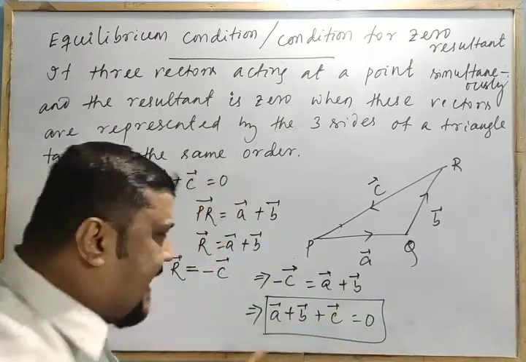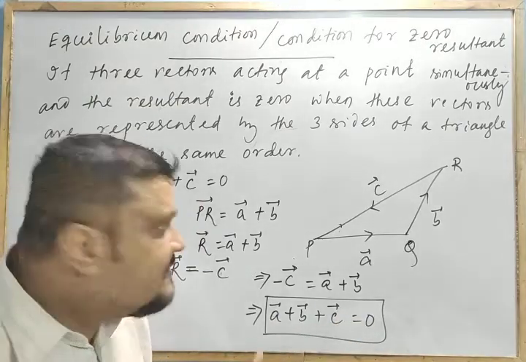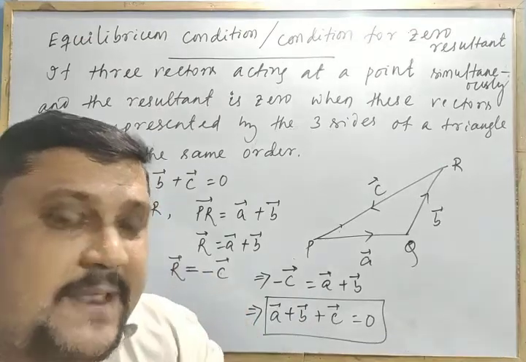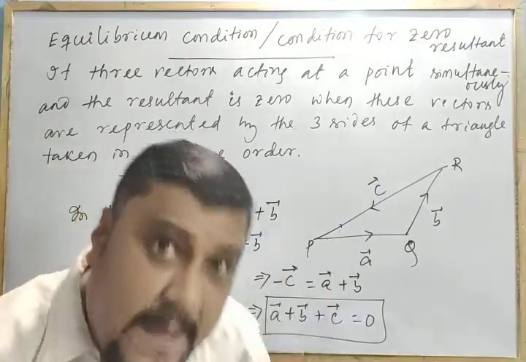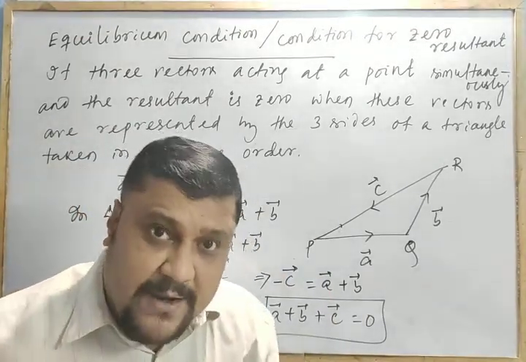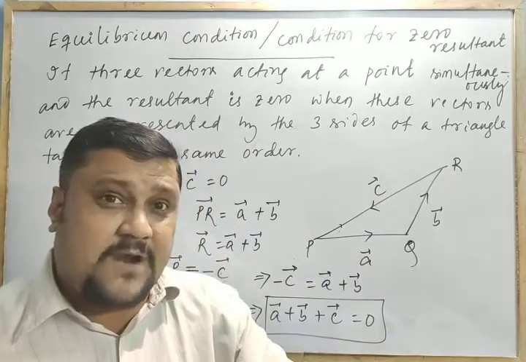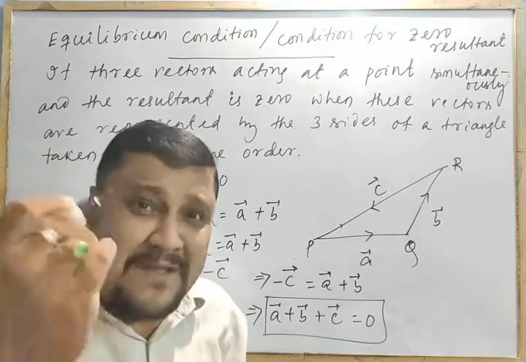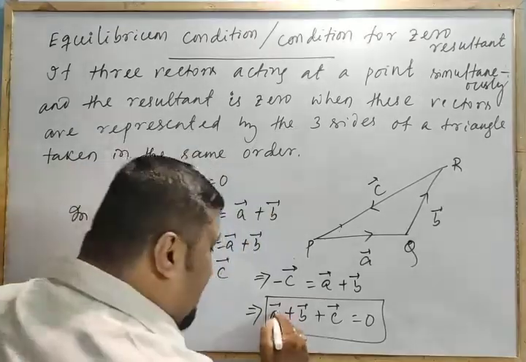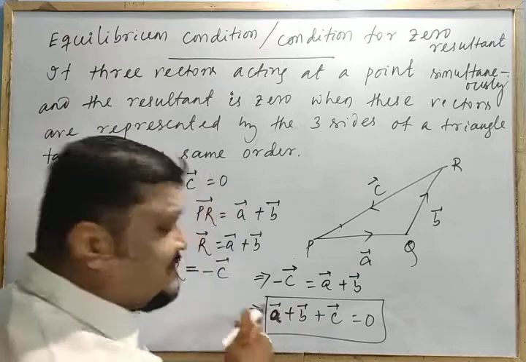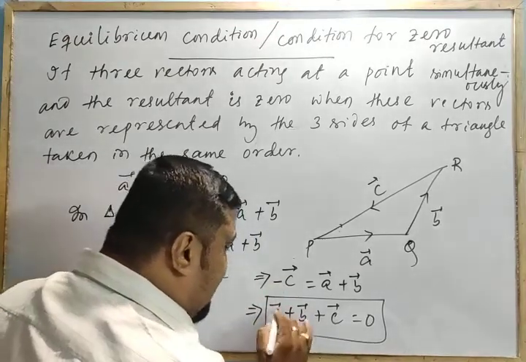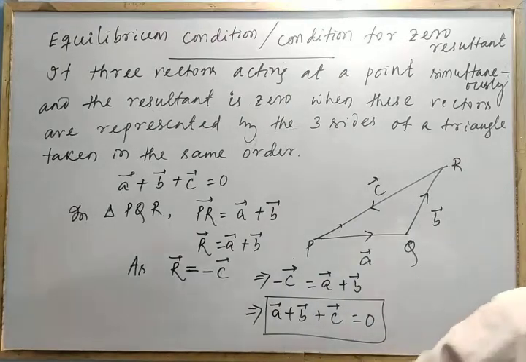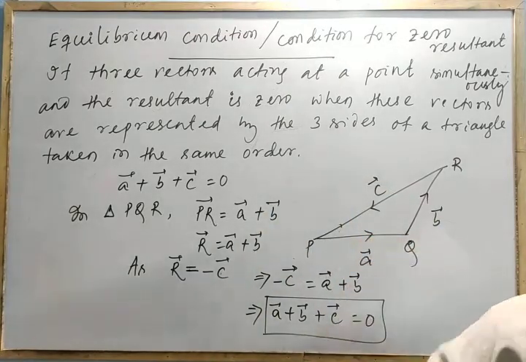Remember one thing: while writing you should put the arrow marks, because these are vector additions. Don't write A + B + C plainly. It should be represented by an arrowhead at the top or by a bold letter. It is not possible for us to write a bold letter every time, because I would have to make the pen mark again and again. So we are using this notation. This is the equilibrium condition.